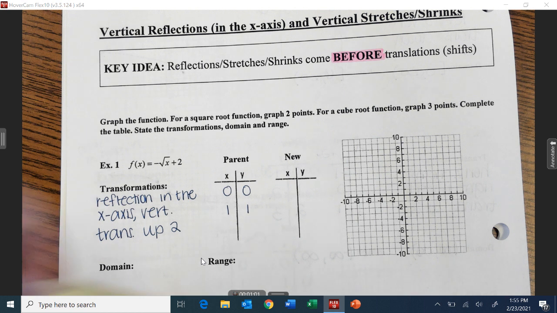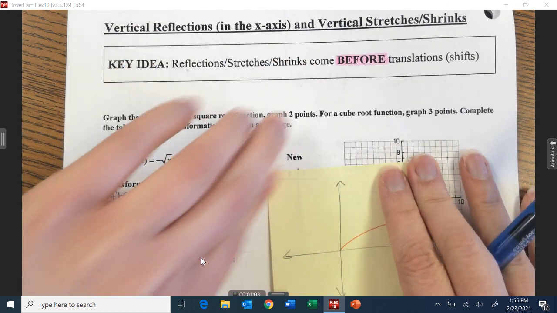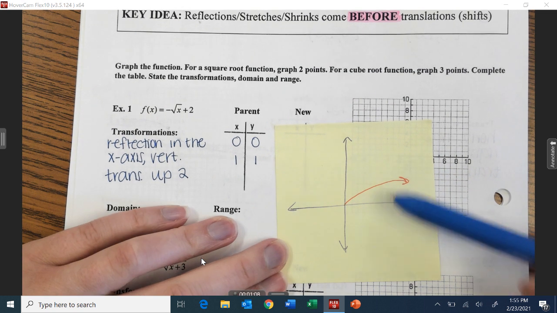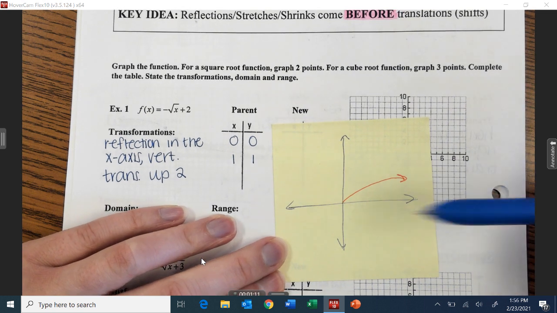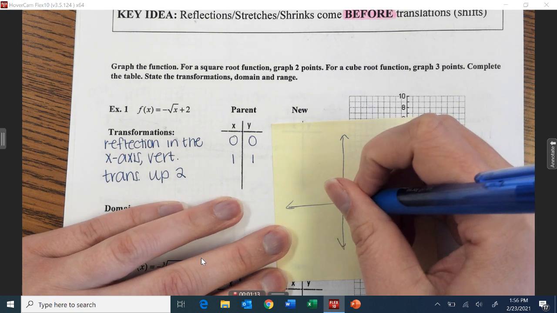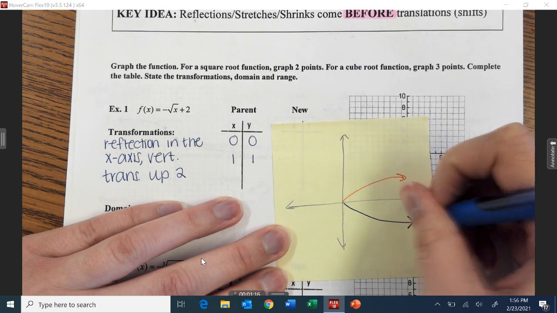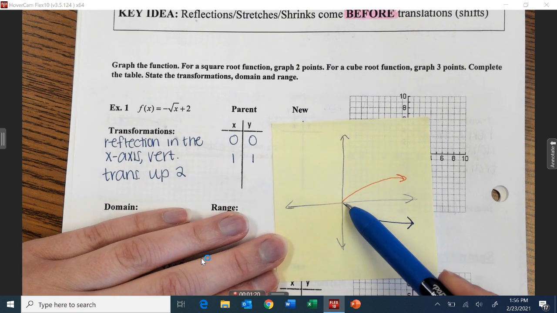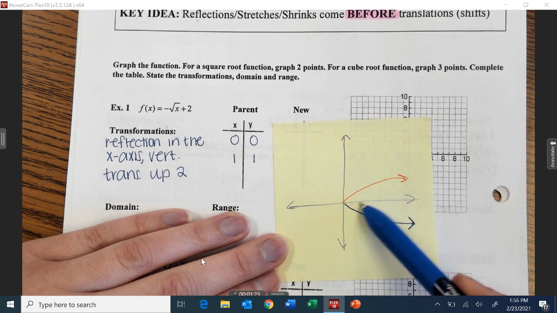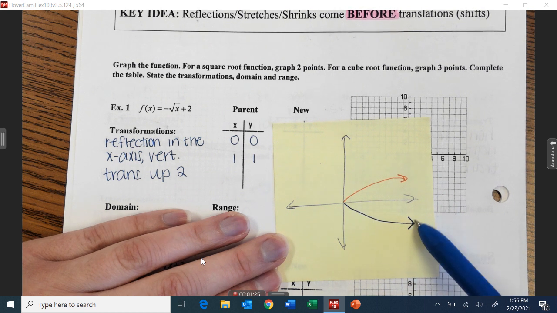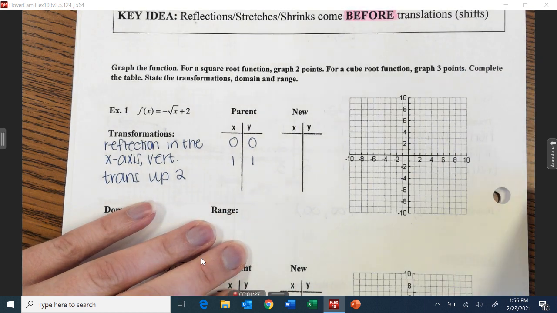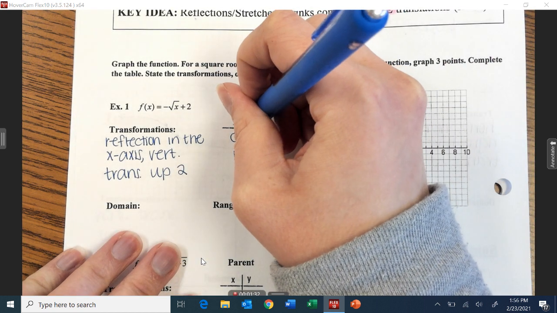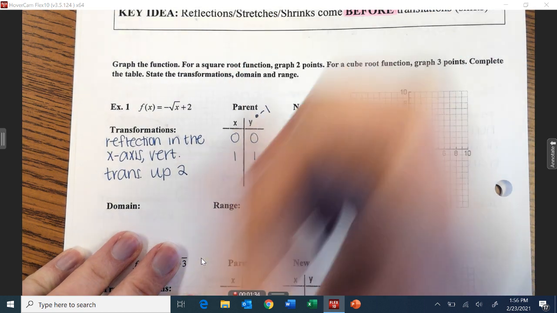Now, if you remember, our square root function kind of takes on this shape. So when we reflect it in the x-axis, that means all the y values are going to become negative. It's then going to look like that once it's been reflected. So make sure you still have that idea of what the square root function looks like, and what it looks like when you've reflected it. So reflection in the x-axis means that I'm going to multiply the y values by -1.